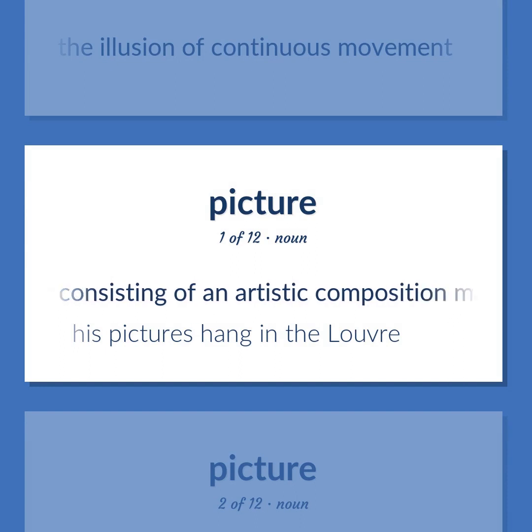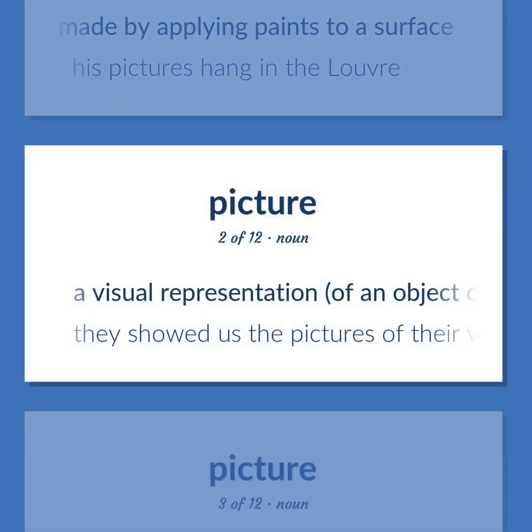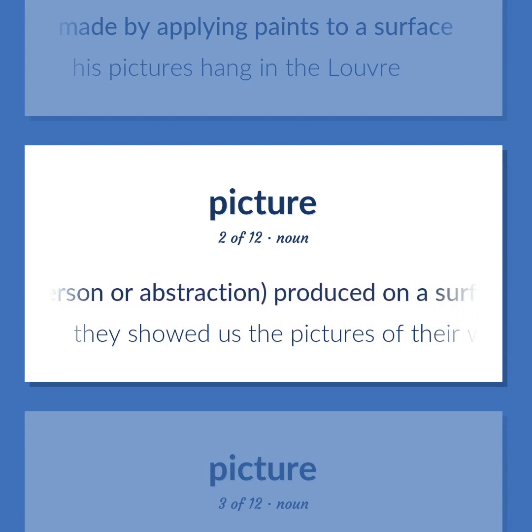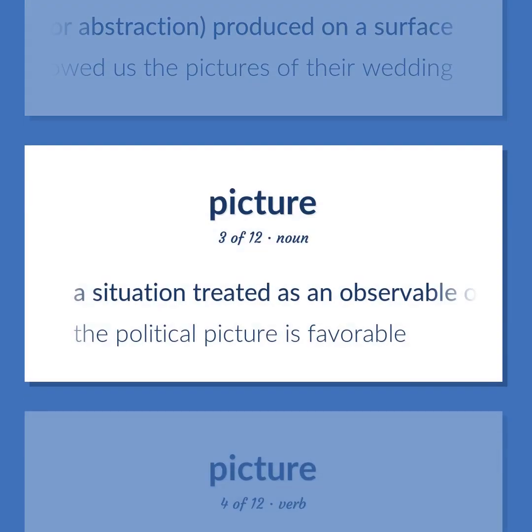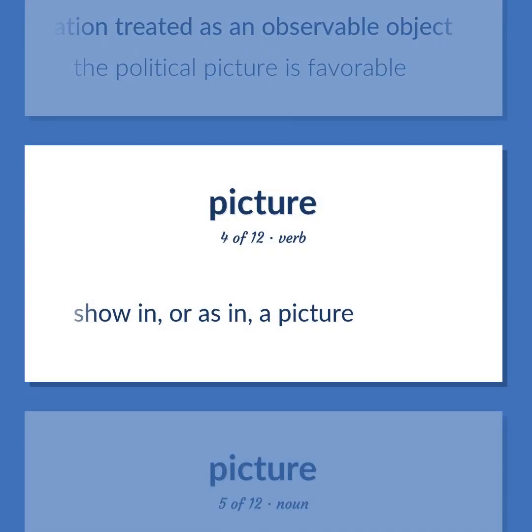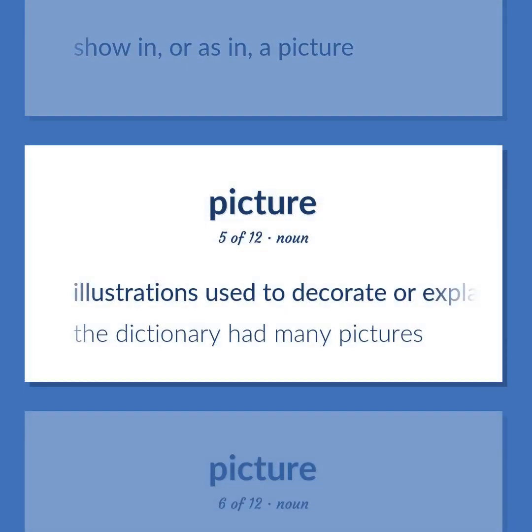Graphic art consisting of an artistic composition made by applying paints to a surface. His pictures hang in the Louvre. A visual representation of an object or scene or person or abstraction produced on a surface. They showed us the pictures of their wedding. A situation treated as an observable object. The political picture is favorable. Show in, or as in, a picture. Illustrations used to decorate or explain a text. The dictionary had many pictures.